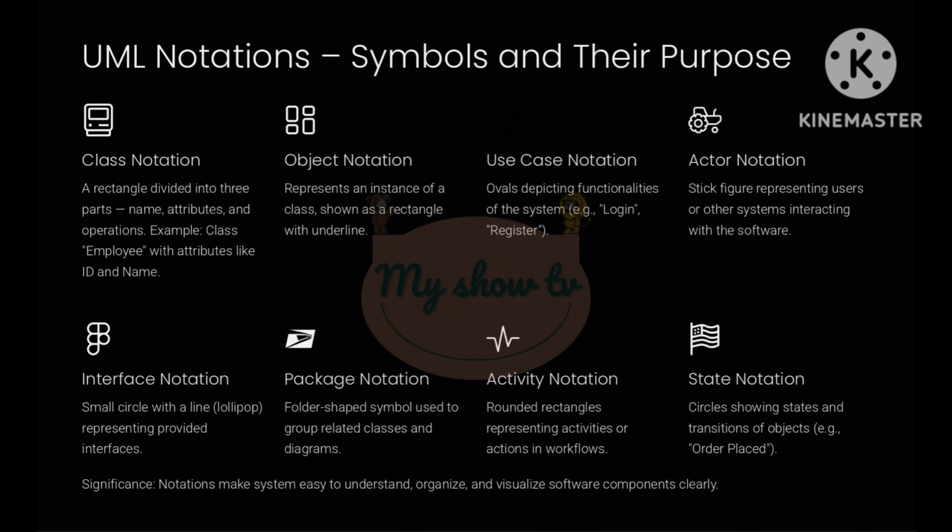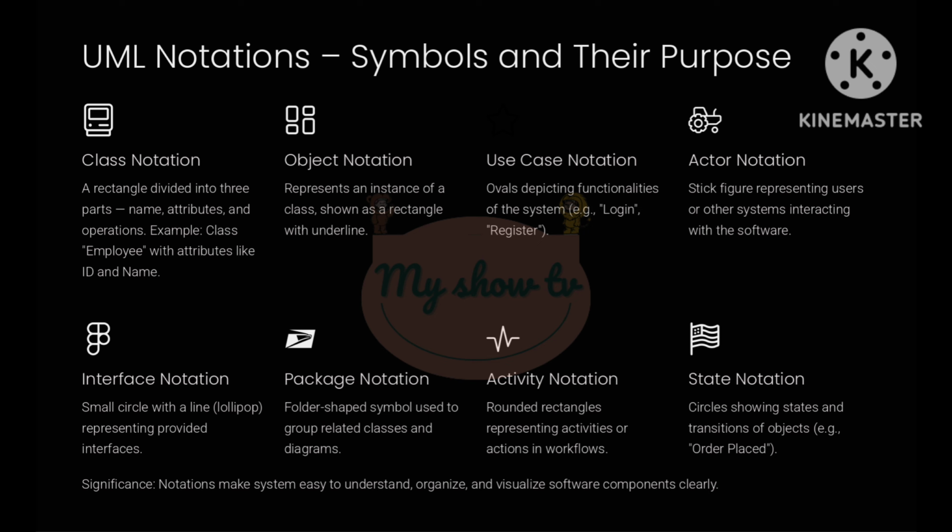Slide 2. UML notations, symbols and their purpose. Moving on to UML notations, which are symbols used to represent different elements of the system. First is the class notation. It's a rectangle divided into three sections: the class name, attributes, and methods. For example, a class, employee, may have attributes like name and ID, and methods like calculate salary.